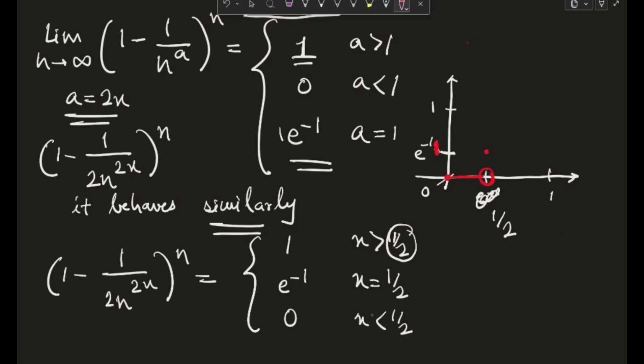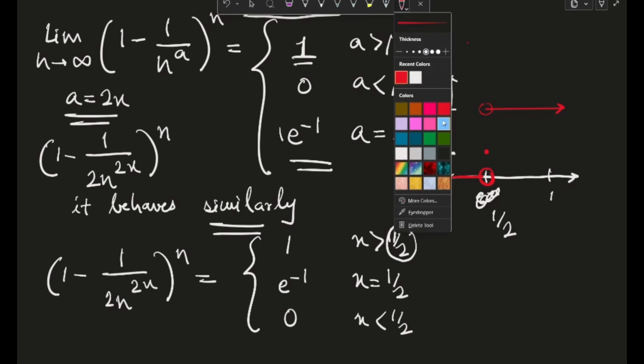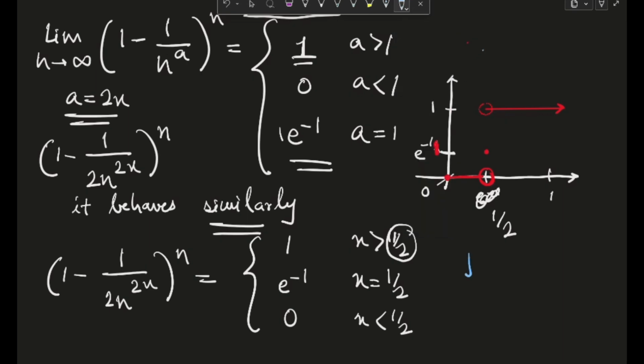So at x equal to half, the value is e power minus 1. And again, if we see for x greater than half, then it is equal to 1. So we can again put an empty circle here and begin this. So this will be roughly your curve. Okay. If you have learned your discontinuities very well, you will know that there is a jump type discontinuity.